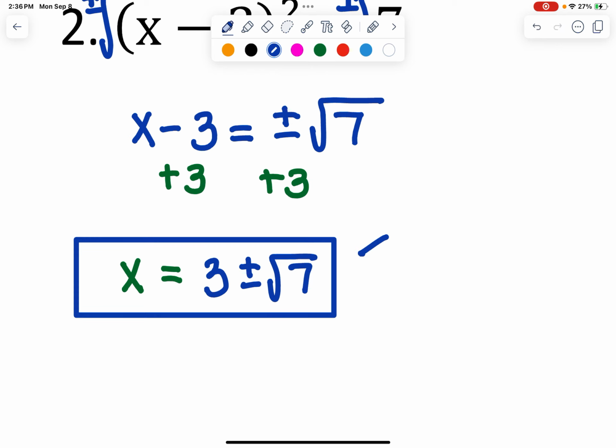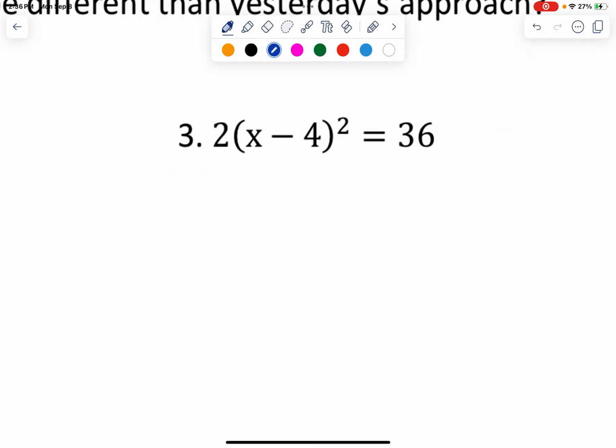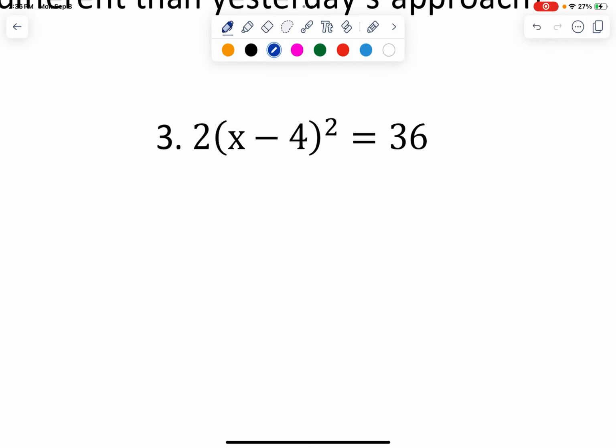Okay. Once again, just so we realize, this is two solutions. X equals 3 plus root 7 and x equals 3 minus root 7. All right, moving on to the next one, very similar to the last one. I want to get rid of this square, but I can't do it yet because this isn't isolated. So I'm going to divide both sides by 2.